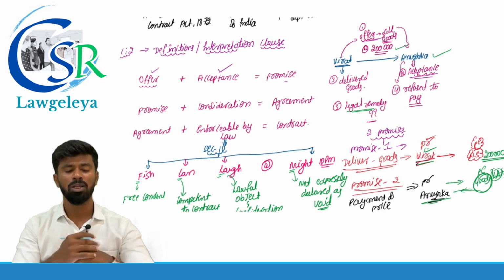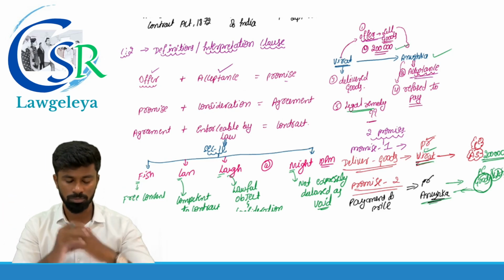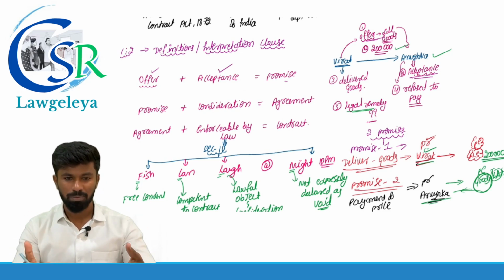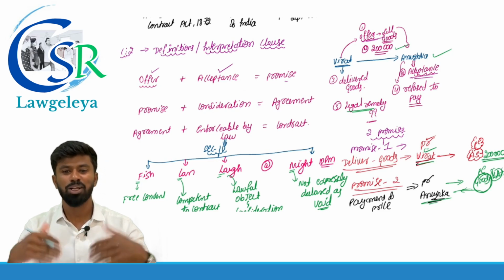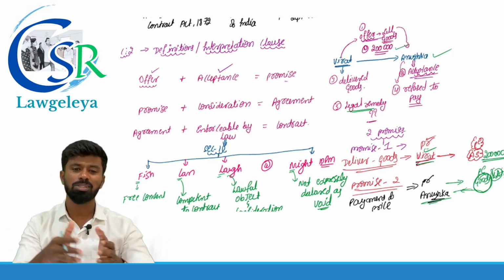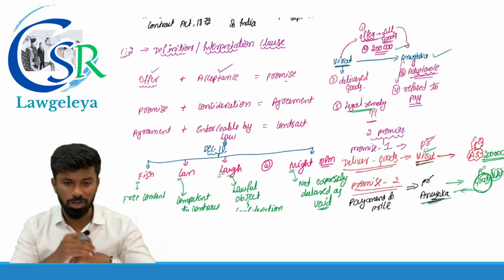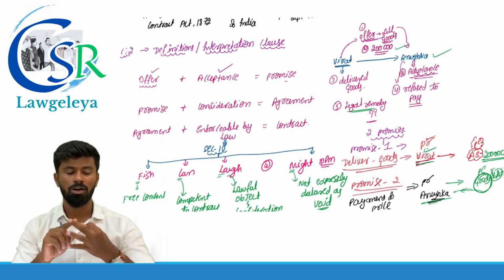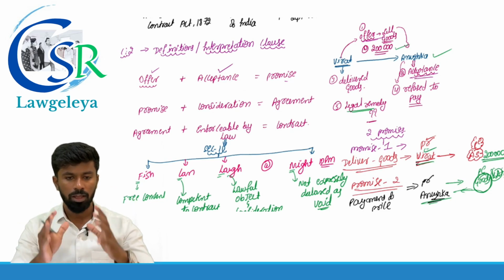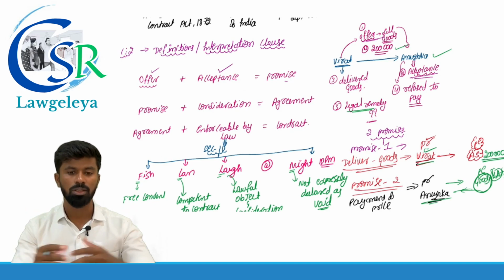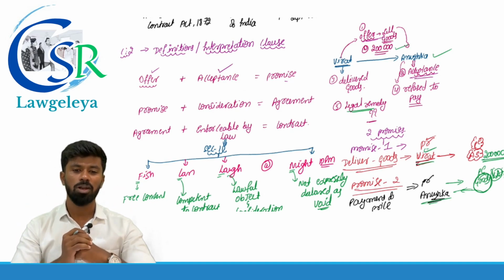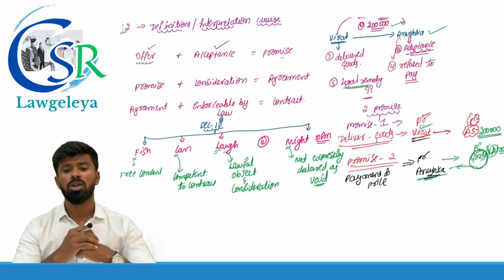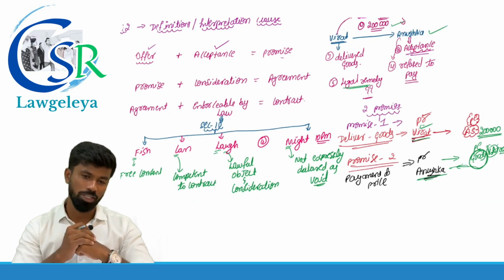So, this is how contracts are made in India. I repeat, offer plus acceptance becomes a promise. Promise plus consideration becomes an agreement. Agreement plus enforceable by law becomes a contract. There are 4 conditions of enforceability. Fish can laugh at night. F means free consent. C means competent to contract. L means lawful object and consideration. And N means not expressly declared as void.